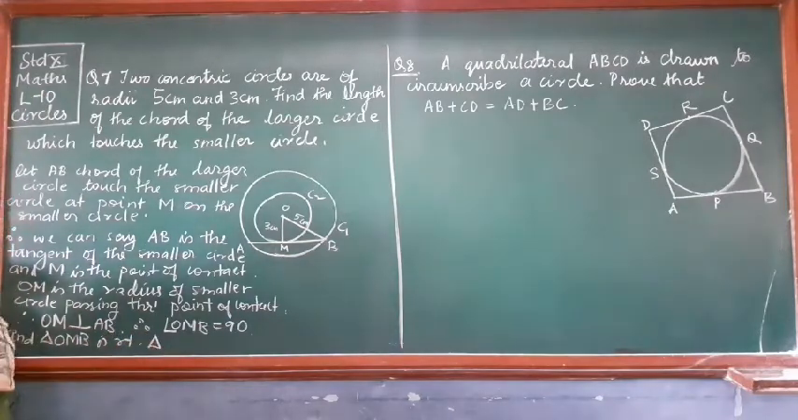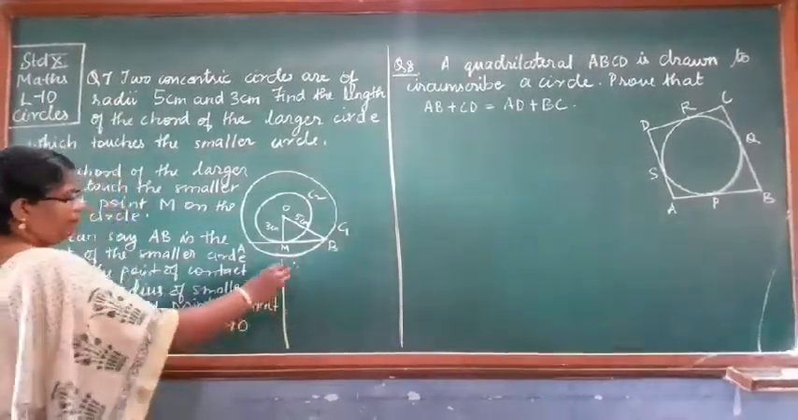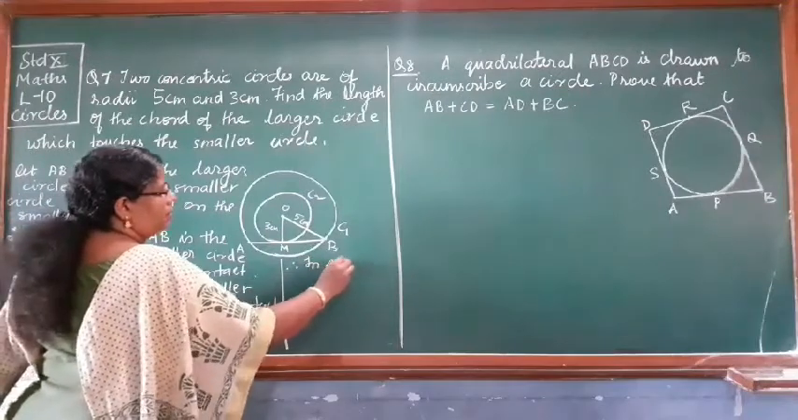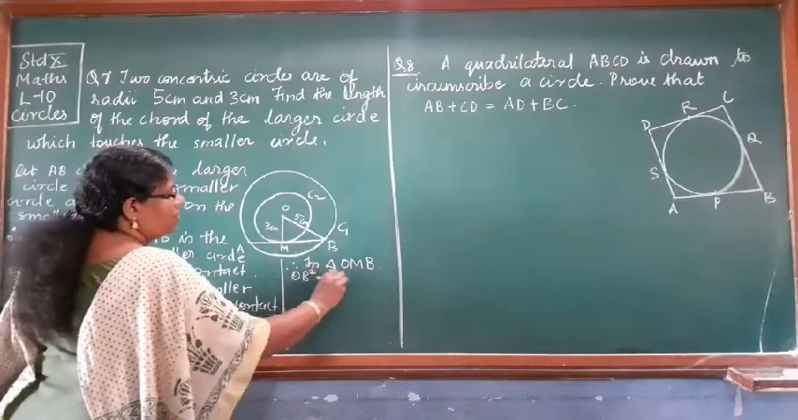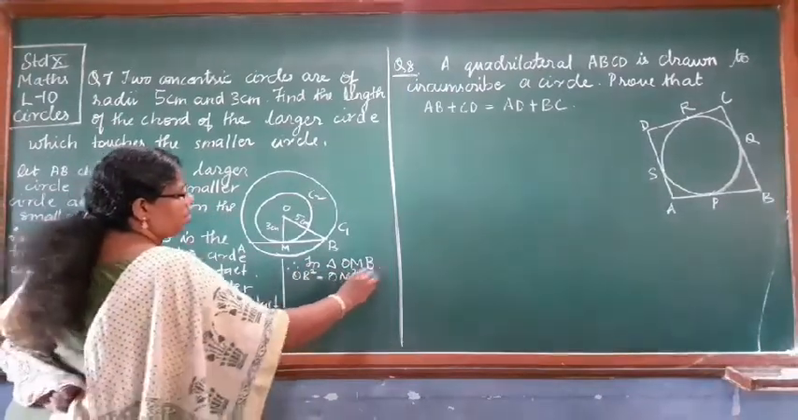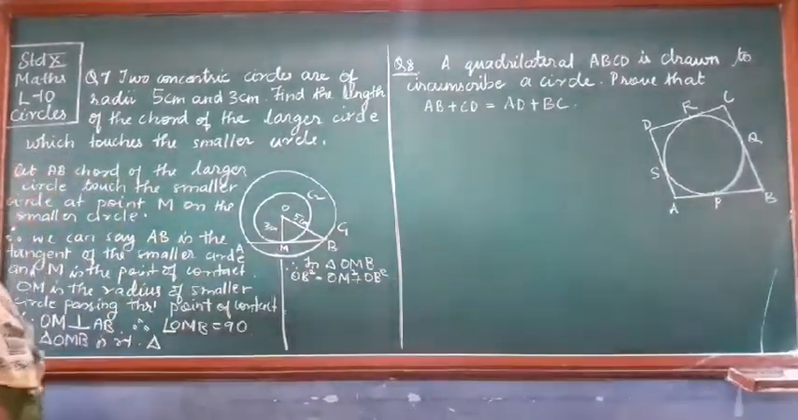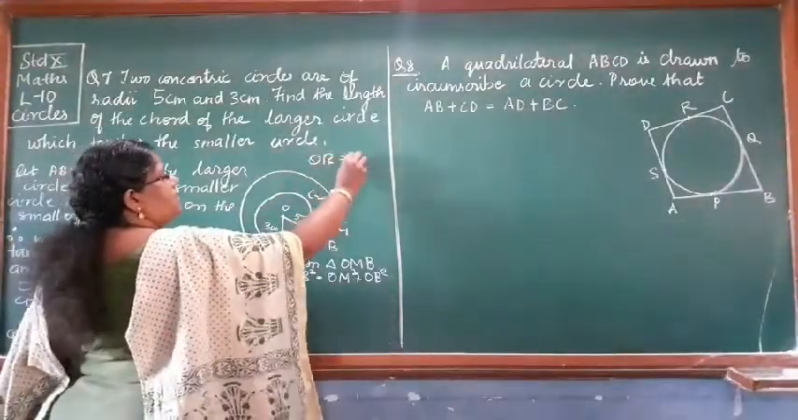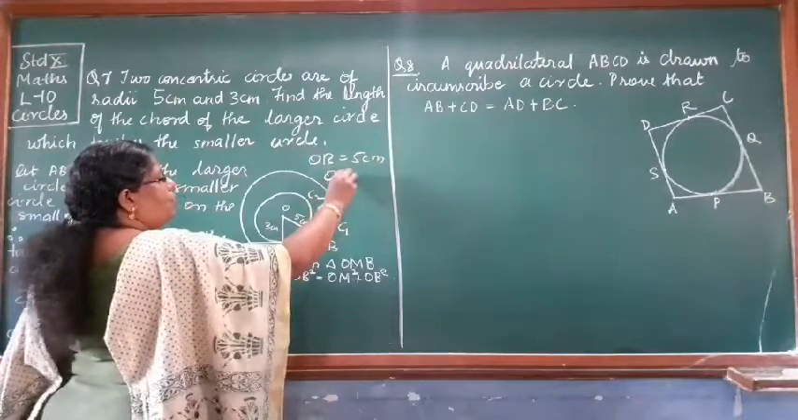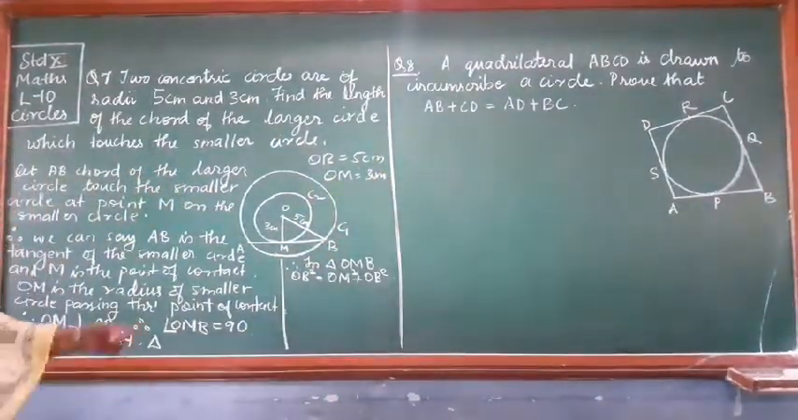राइट ट्रायंगल। अब राइट ट्रायंगल है, एक बार हमें पता चल जाता है तो हम पाइथागोरस थ्योरम यूज कर सकते हैं। Therefore, in triangle OMB, we can say OB square is equal to OM square plus MB square. Already in the figure or in the question it is given that OB is equal to 5 centimeter and OM is equal to 3 centimeter. This is given to you.